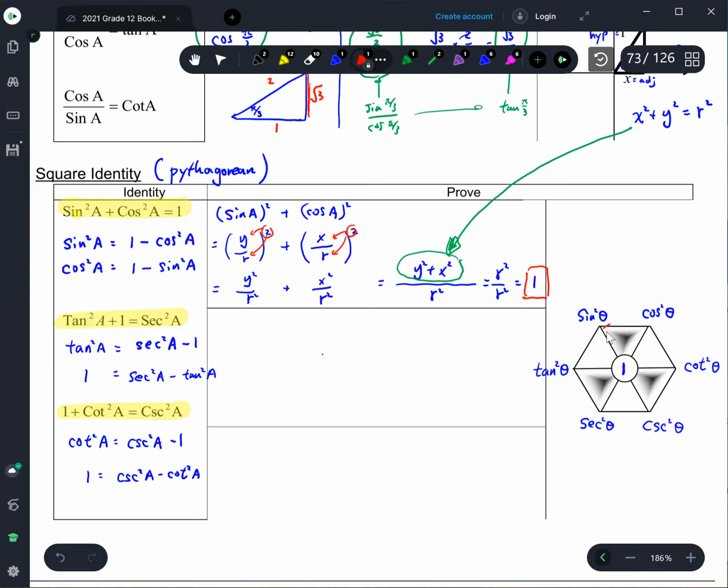We have sine squared plus cosine squared equal to 1. You go clockwise. That's the first one. Second one, tangent squared plus 1 equals secant squared. And then 1 plus cotangent squared equals cosecant squared. You just remember the three triangles, then you've got the three identities, the square identities.